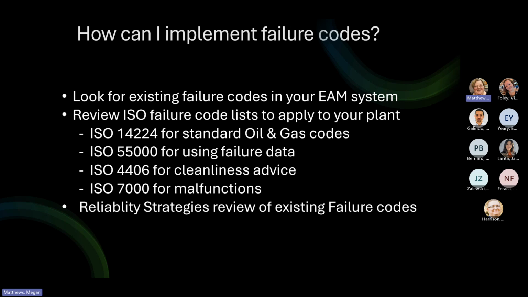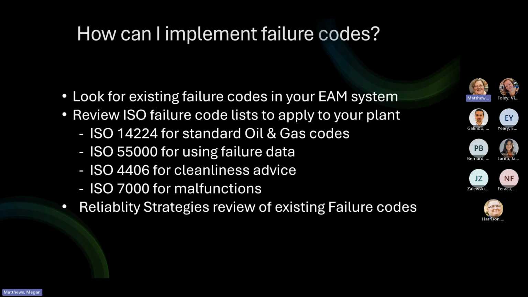The next thing, if you're building your own list, there are a bunch of ISO standards that have failure codes you can grab and utilize. We use 14224 for our standard list of oil and gas codes. It has a general list for you. There's 55000. It tells you how to use failure data in your system, so you can take that and figure out, what do I do with this failure data now? There's 4406 for advice on how to set up failure codes as far as cleanliness. 7000 talks about failure codes for malfunctions. So there's a lot of ISO standards out there that you can take a look.